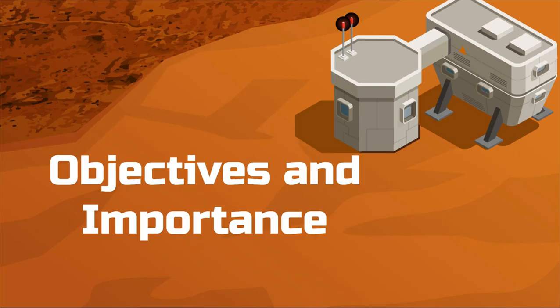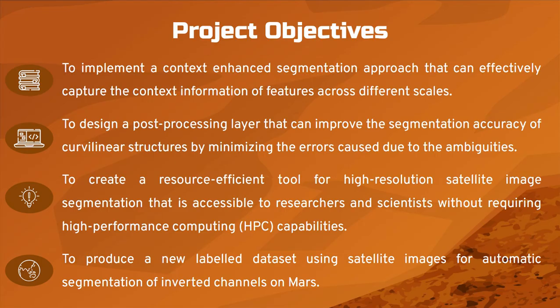Let's explore the project objectives and their significance. Inverted channels in high-res images span a vast area. It is crucial to capture contextual information when segmenting them. Thus, the first objective was to implement a context-enhanced segmentation approach capable of capturing contextual details across different scales. The next objective was to design a post-processing layer that could minimize possible erroneous predictions resulting from the ambiguities present in Martian terrain. Third objective was to implement the final segmentation tool in a resource-efficient manner, enabling it to process high-resolution images with limited memory and computational power.